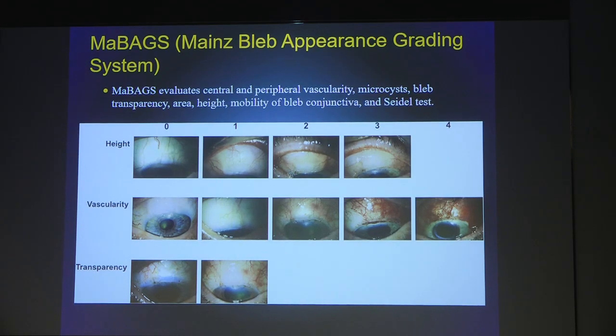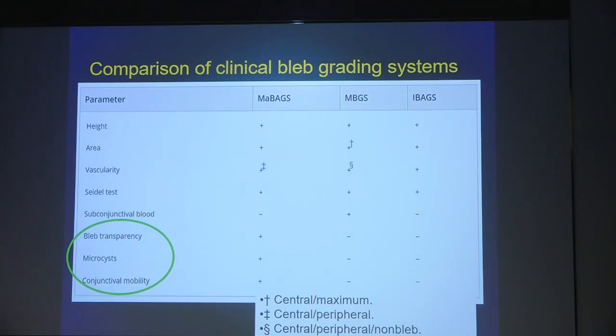And the latest one is the Mainz bleb appearance grading system, which also includes the vascularity of the bleb area and the transparency and the mobility of the bleb conjunctiva. These are also important factors for the success. So microcyst appearance, bleb transparency, and the conjunctival mobility is included only in the last one that I said.